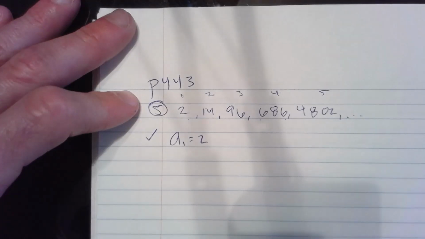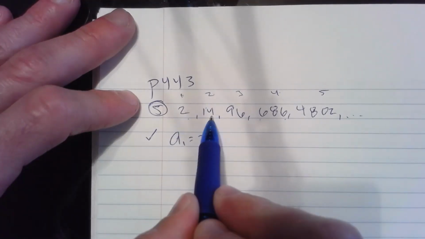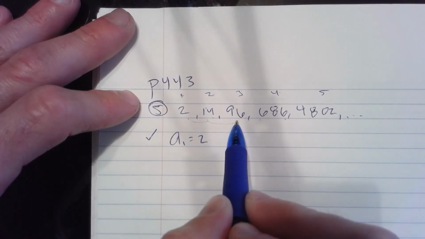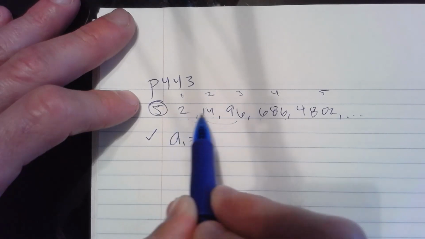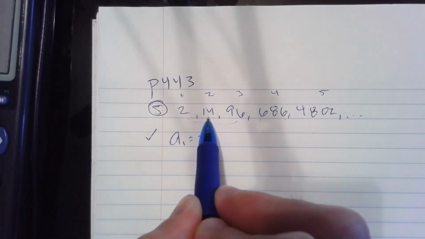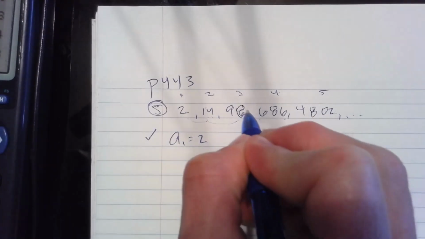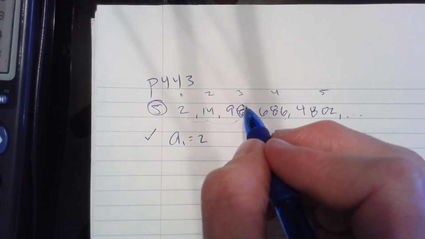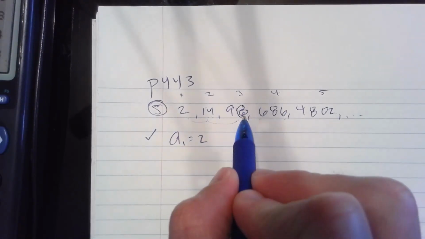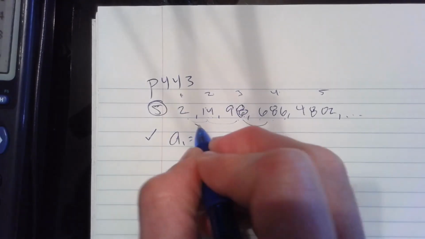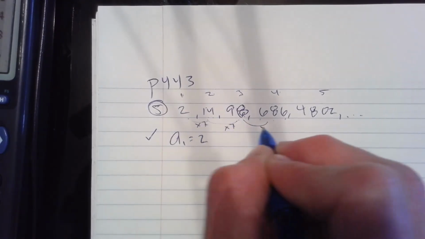All right, so now we need a recursive rule. So to get from 2 to 14, I could add 12. So is 14 plus 12 96? No. That's not true. So what about, let's see, 2 times 7 is 14. Is 14 times 7 96? Oh, I'm sorry, this is supposed to be 98. And it is. Is 98 times 7 686? Yep.